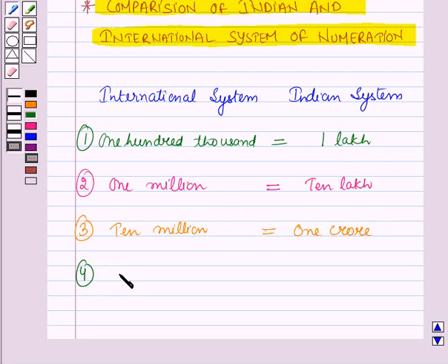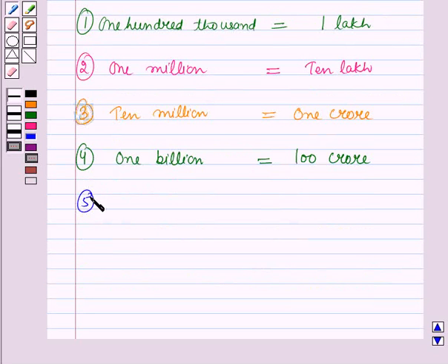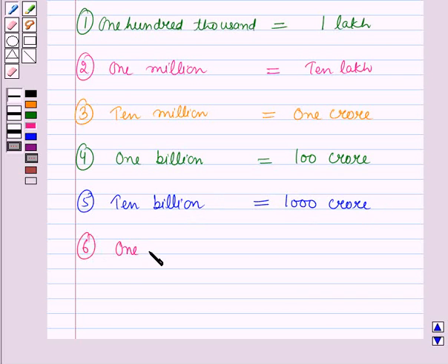Now, 1 billion in international system of numeration is equal to 100 crore in Indian system of numeration. Now next, 10 billion in international system of numeration is equal to 1000 crore in Indian system of numeration. Also, 1 trillion in international system of numeration is equal to 1 lakh crore in Indian system of numeration.